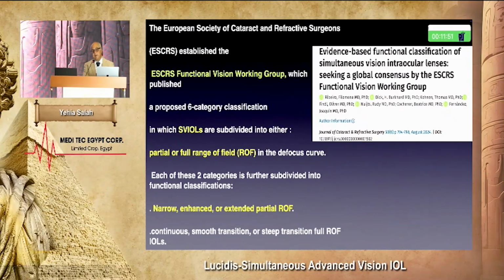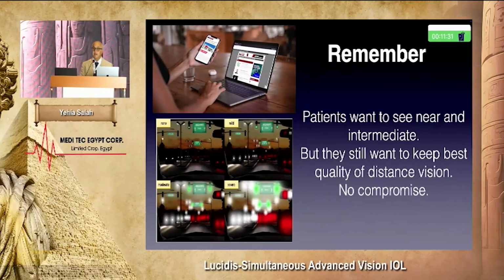And this is the paper. It's a very important paper published last year in the Journal of Cataract and Refractive Surgery of the European Society of Cataract and Refractive Surgeons, dividing this into more categories, like 6 categories, just to help you clinically to advise the patient and choose between different types of IOL. Again, I remind you that patients now with cataract and presbyopia want to see near and intermediate, but they don't want to compromise distance vision. And this is a very important point, that patients do not want to compromise.